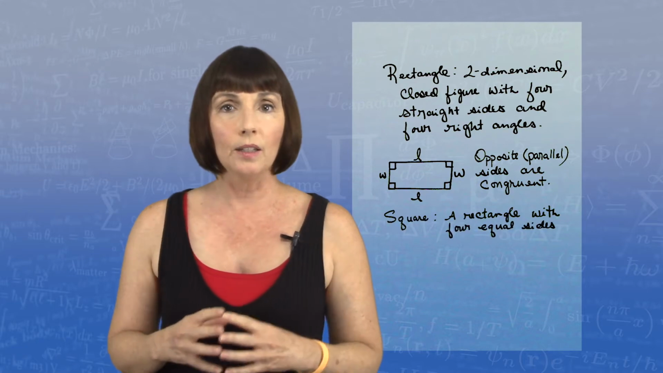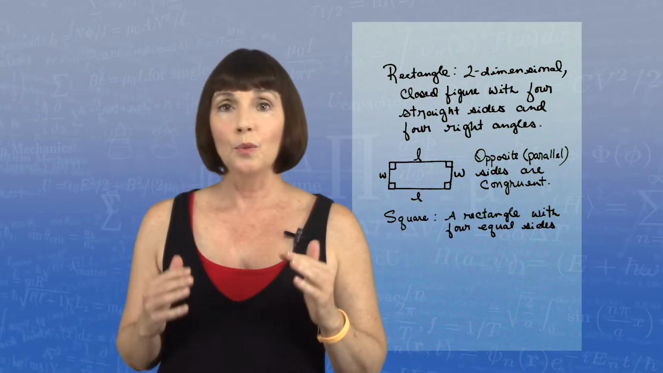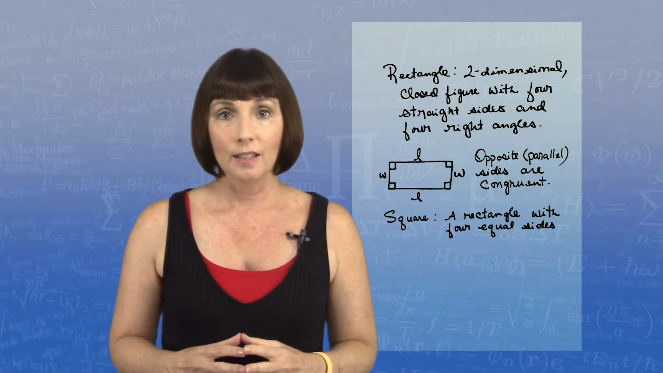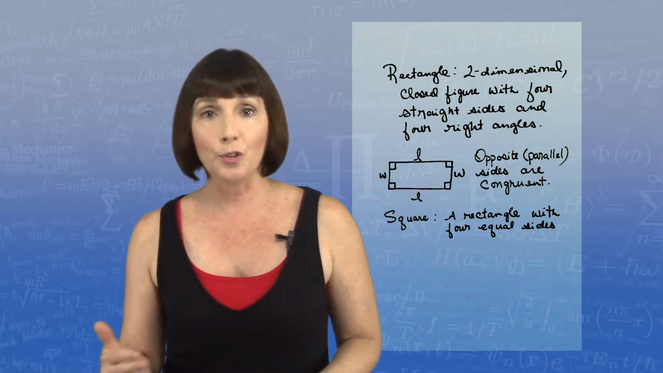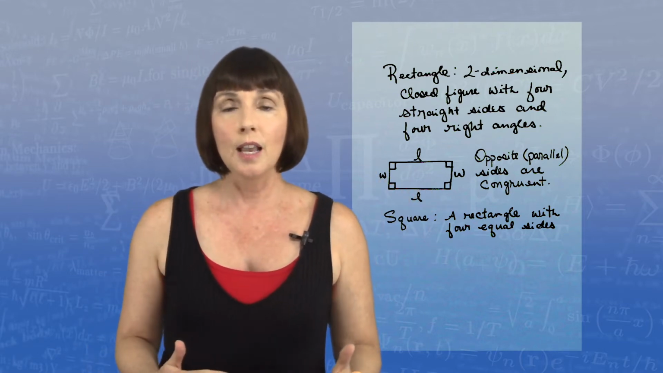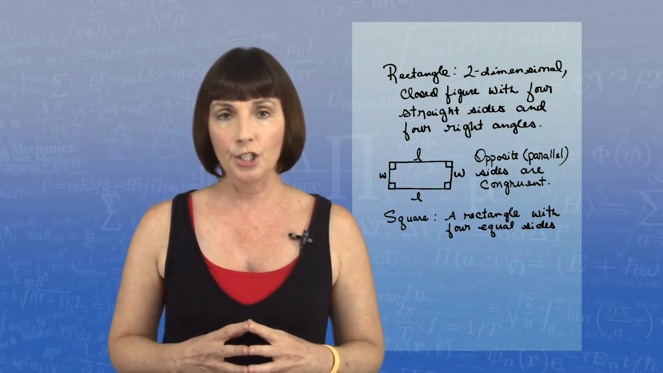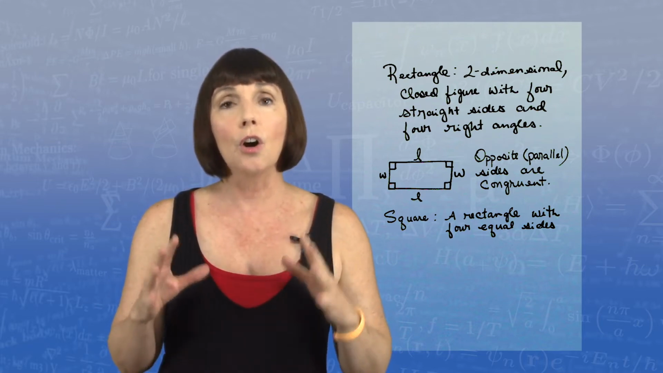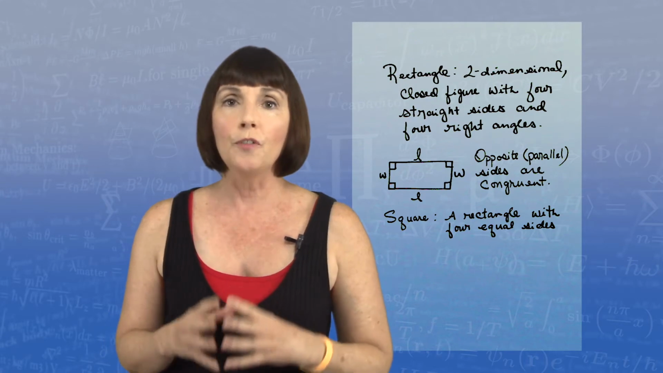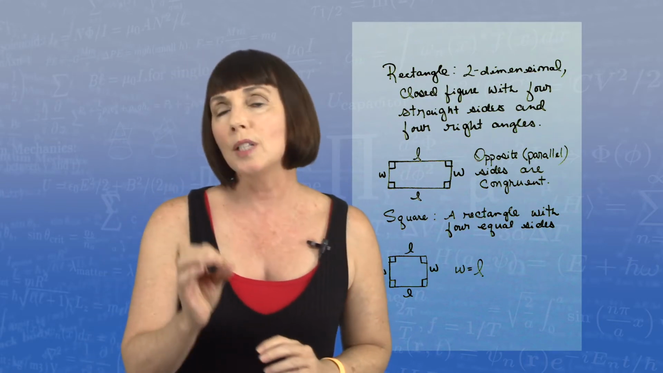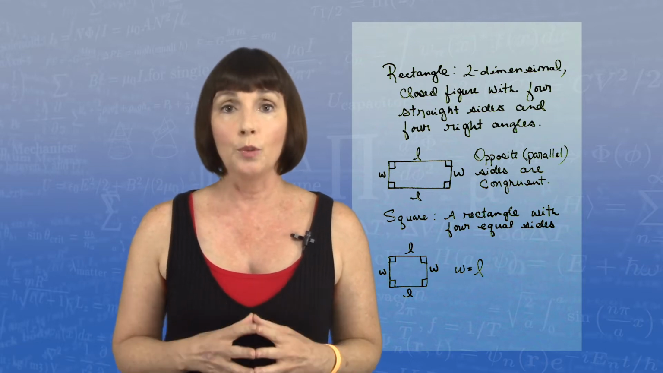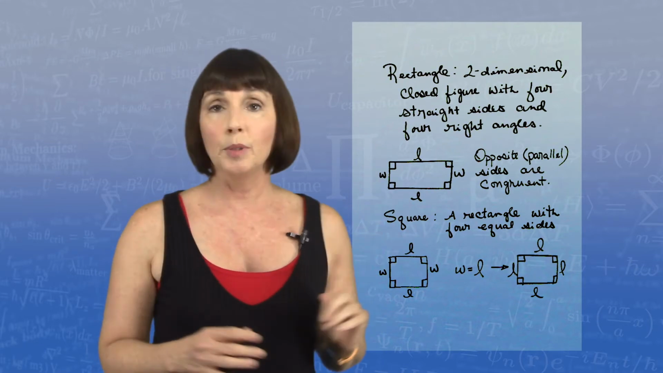Now, a square is a rectangle with 4 equal sides. So a square is also a two-dimensional closed figure with 4 straight sides and 4 right angles. But now we have the additional condition that all the sides are the same length. So if I write it this way with L and W, but now W is equal to L, I could write it with all sides labeled L.